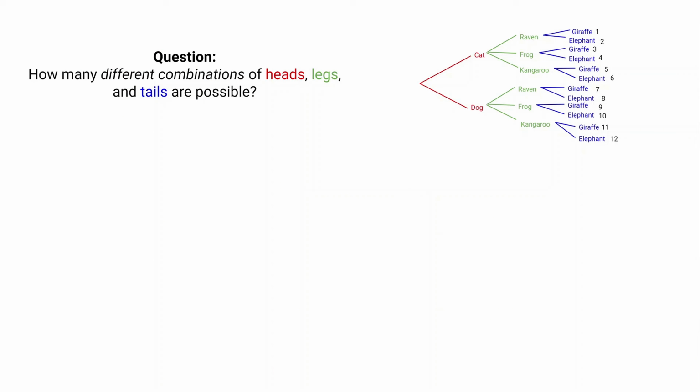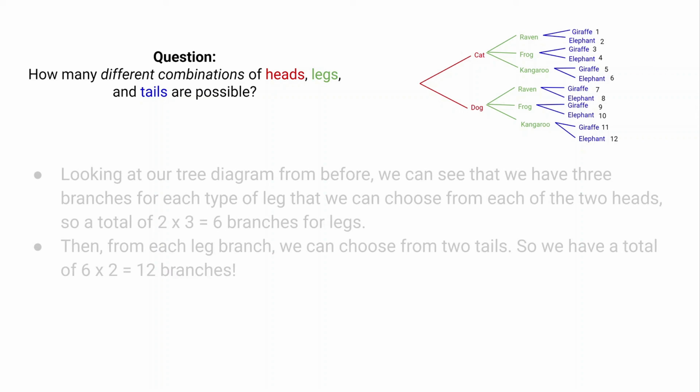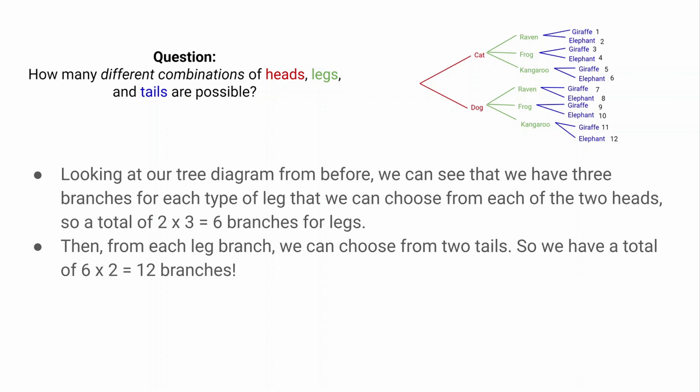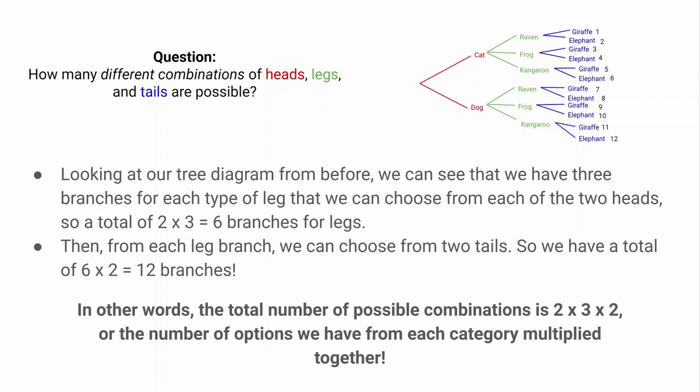So, from the tree diagram, we can see that each branch from the head category has 3 branches coming out of it. So, we have a total of 6 branches for the legs. Then, from each branch of the legs, we have 2 branches for tails coming out, representing each of our 2 options. So, we have a total of 12 branches at the end. So, in other words, the total number of possible combinations is 2 times 3 times 2, or the number of options we have from each category multiplied together.